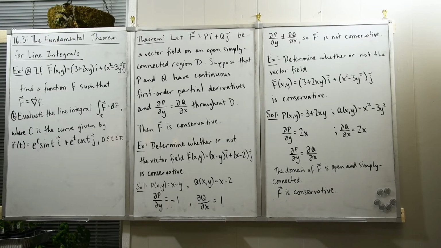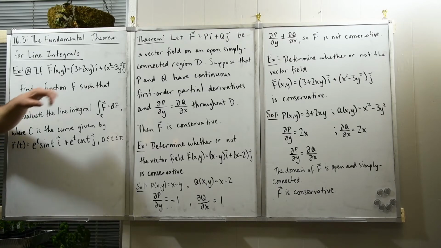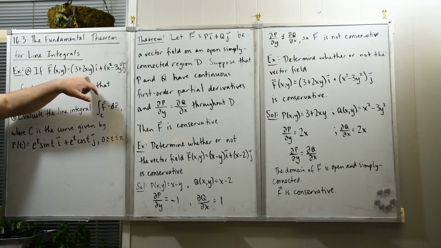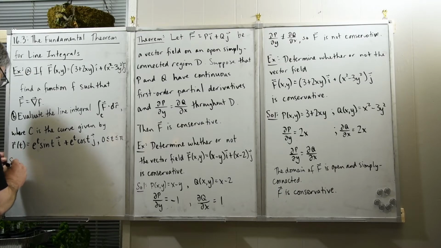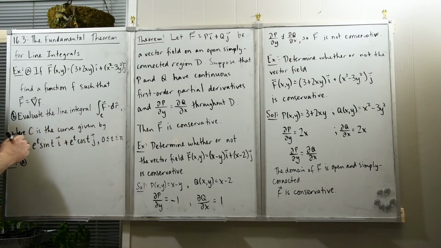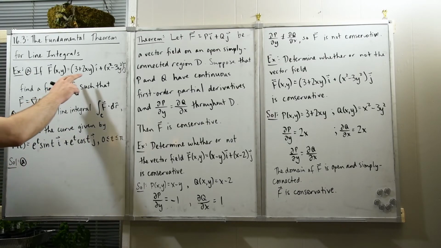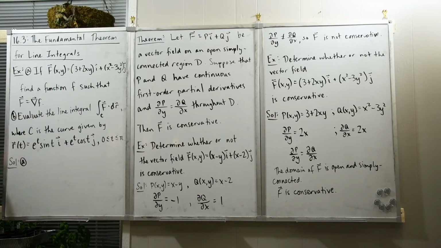Now let's set our attention to part A. Once again, we have big F of xy is 3 plus 2xy i plus x squared minus 3y squared j. So if we think about it, what this tells us is that this 3 plus 2xy is actually the partial derivative of little f with respect to x.